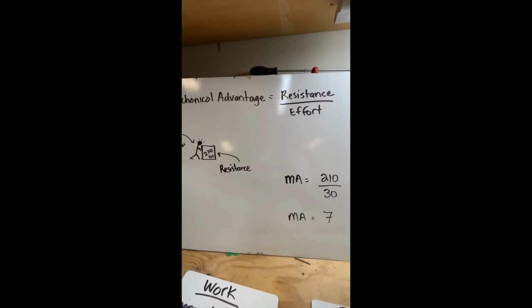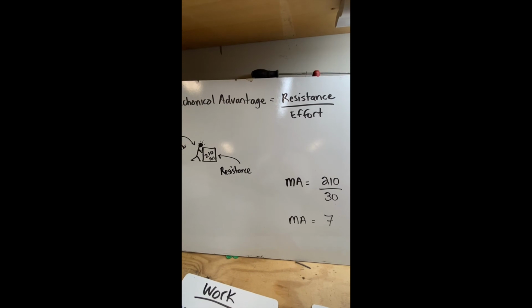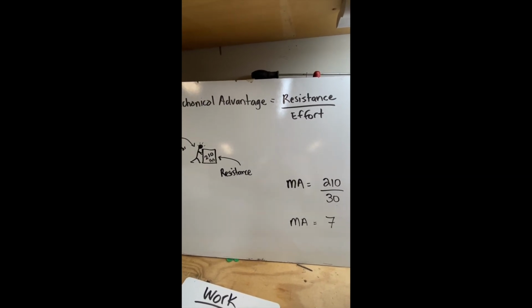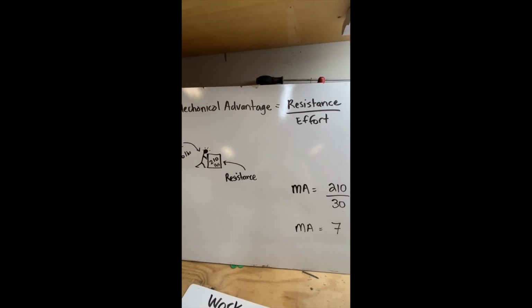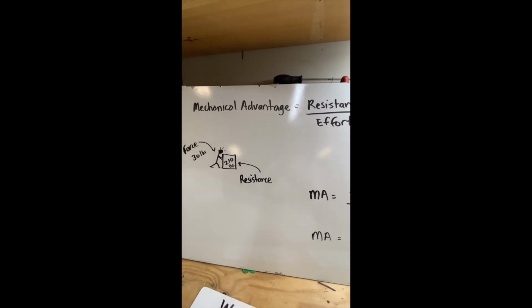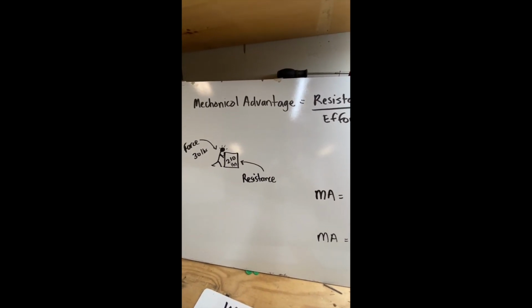So a certain ramp might be a rating of 3, another ramp might be a 2. And then you know that the 3 has more mechanical advantage and would better serve you in trying to move a weight or a rock up a ramp.